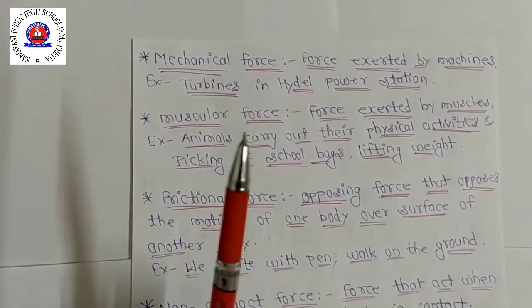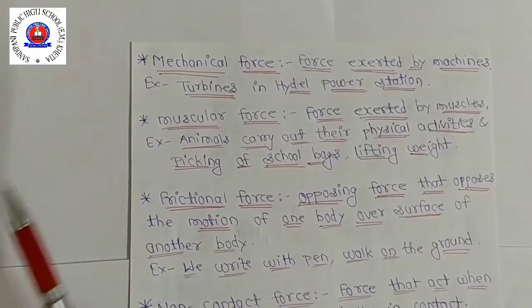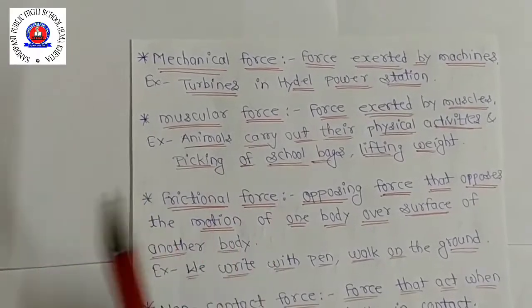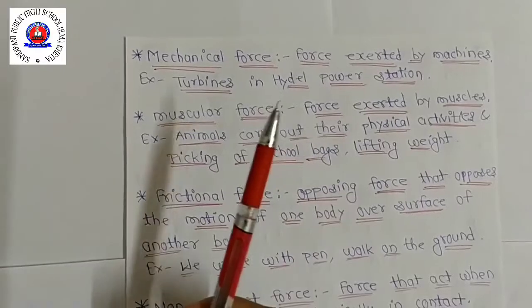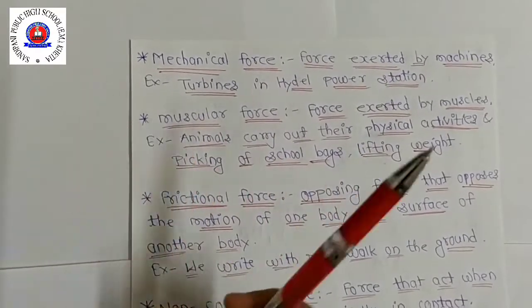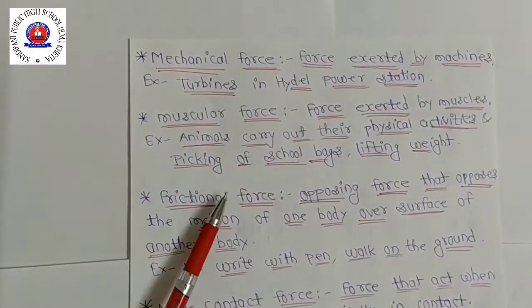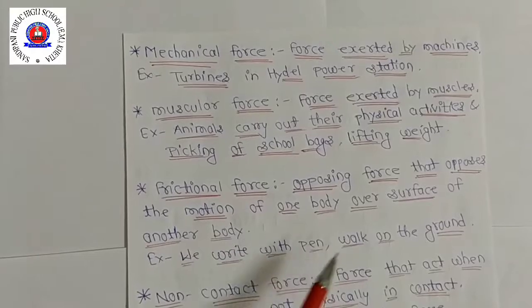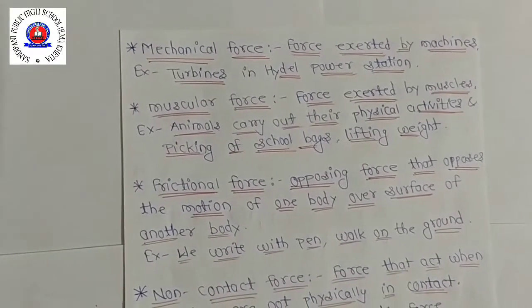So the force of friction always acts on all moving objects. तो ये friction force कहाँ पे लगता है? All the moving objects पे friction force apply होता है and its direction is always opposite. और इसकी direction कैसी रहती है? Always opposite. Since the force of friction arises due to contact between surfaces, it is also an example of contact force. Another example: we write with a pen, walk on the ground. So these are also examples of frictional force.